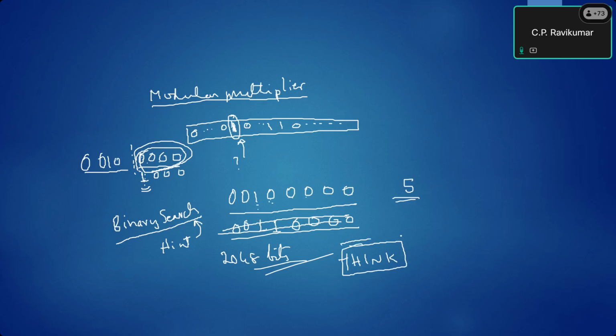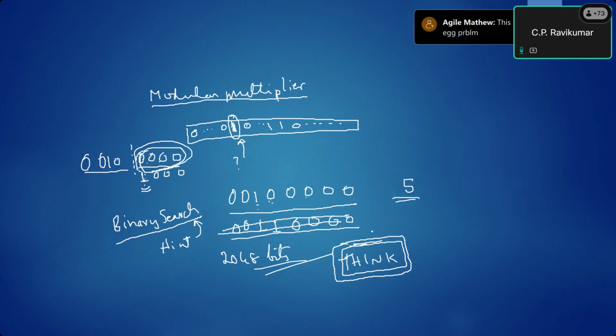All of you should make it a habit to think. Don't rush to find the algorithm on the internet or something like that. Try to see whether you can do it yourself. So use, let us say, binary search or something like that, and that may be a hint. Maybe it will work.